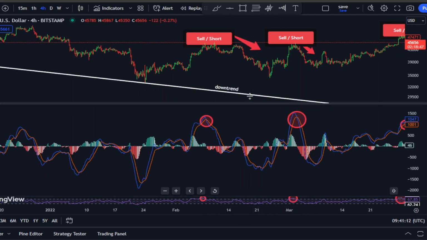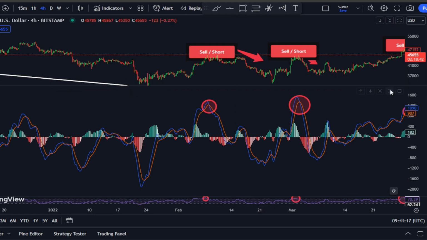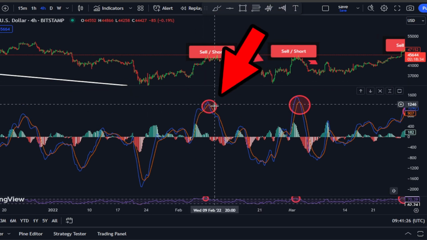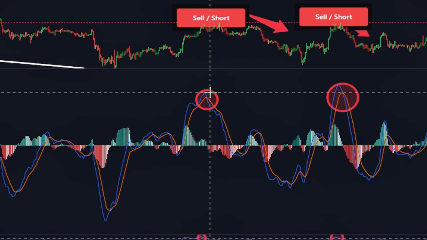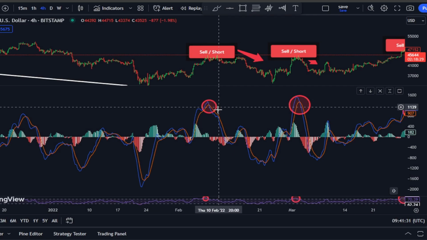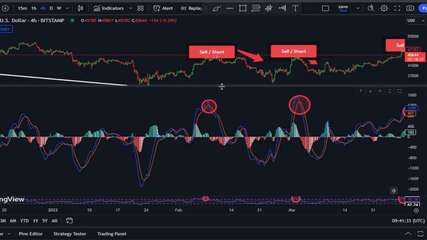First off, we have the MACD. The signal to open a short is to look at the point where the red line starts to cross with the blue line. Once we see the red line cross with the blue line, that is a bearish cross, and that is the signal to go short.